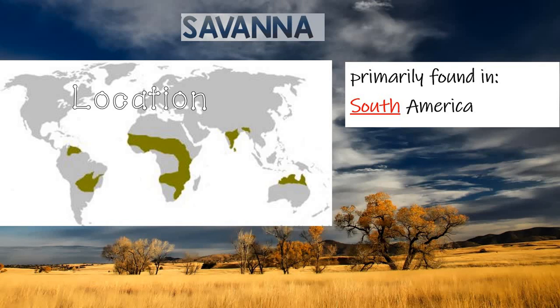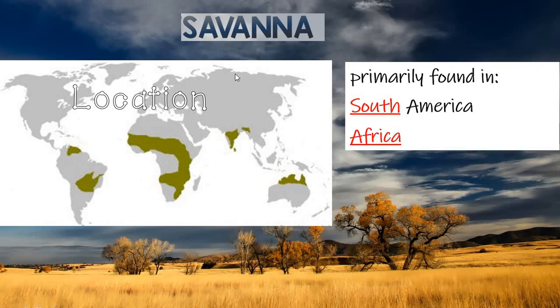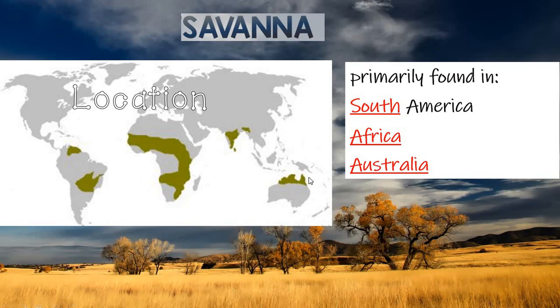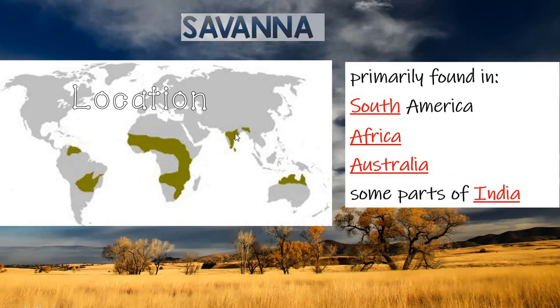Locations of savannas, they are primarily found in South America, a large chunk here in Africa, African savannas, and then a pretty good section of Australia has savanna. And then there is a small part here in India that has savannas.